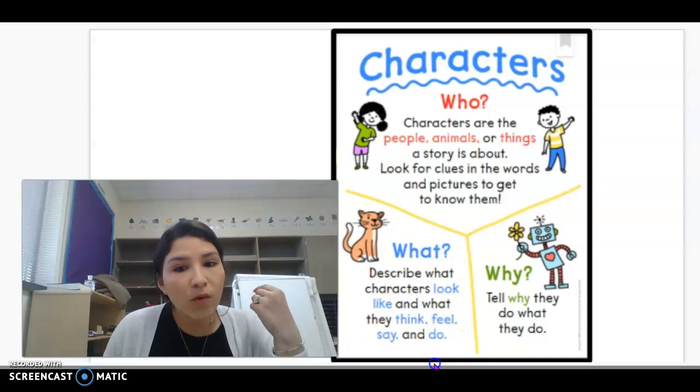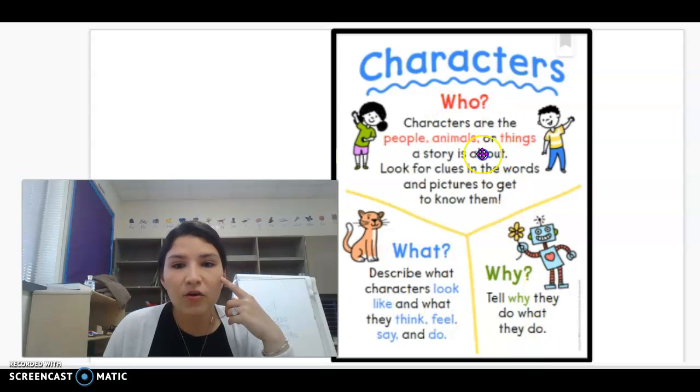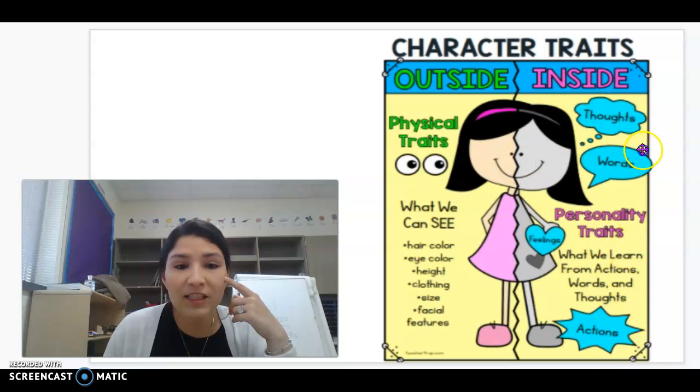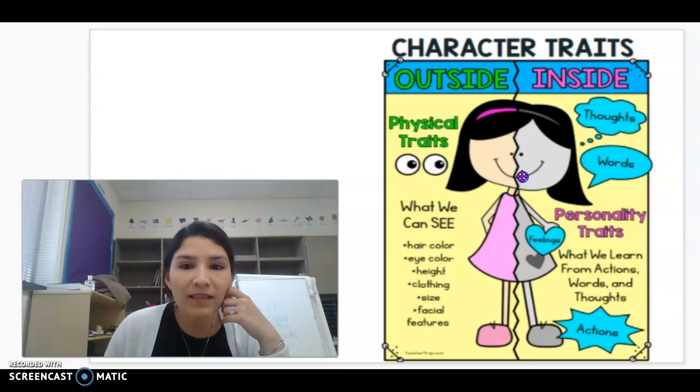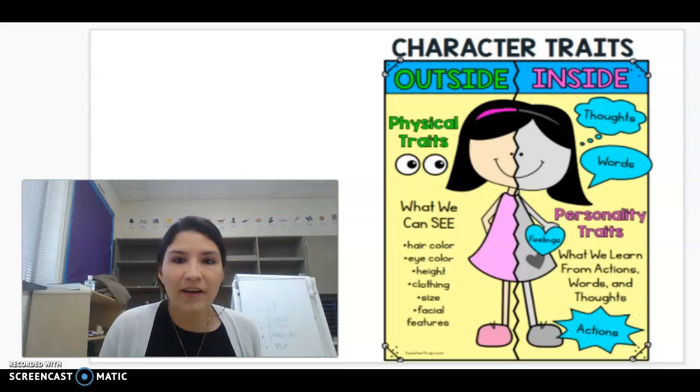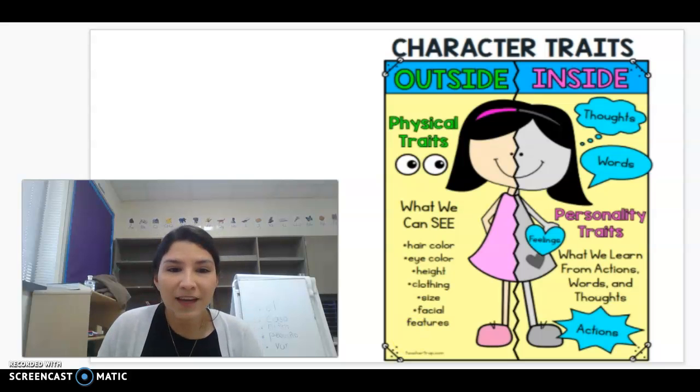The what is actually the physical traits, what we can see. So who and why is this right here, inside. We have to get to know the character and find out why they behave the way they behave. And then the what is what they look like, all right? So let's go ahead and pick a character and talk about the different character traits they have.